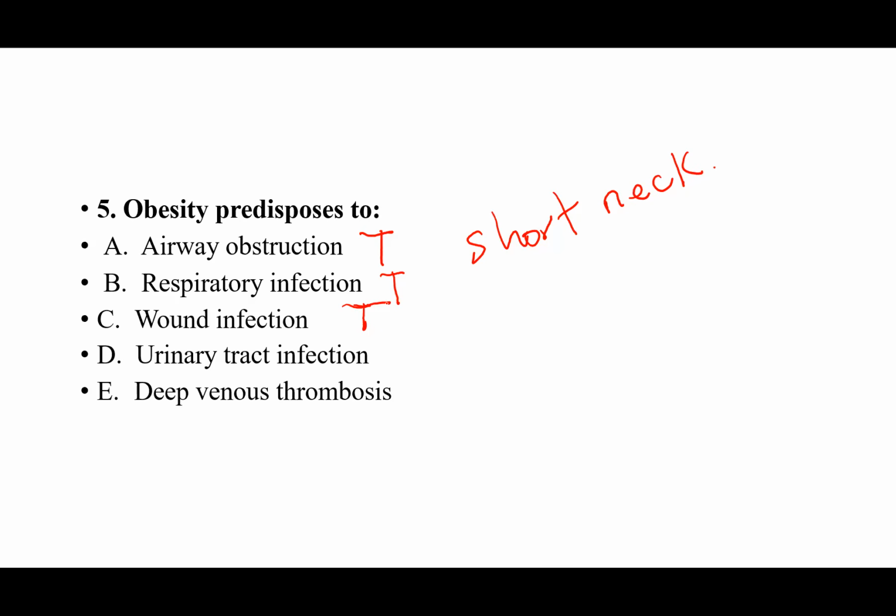Urinary tract infection, true or false? False. Why is it false?